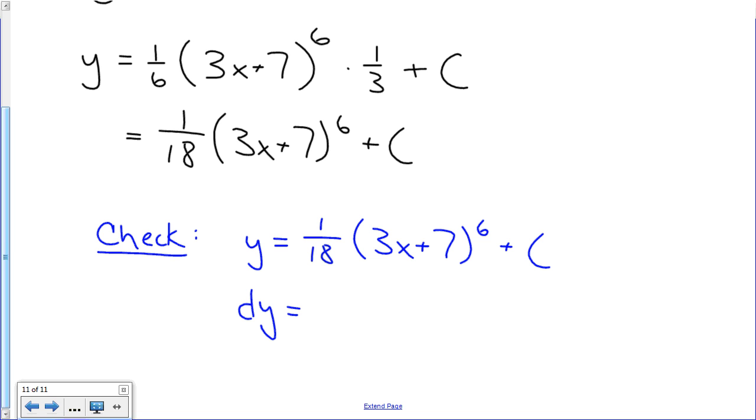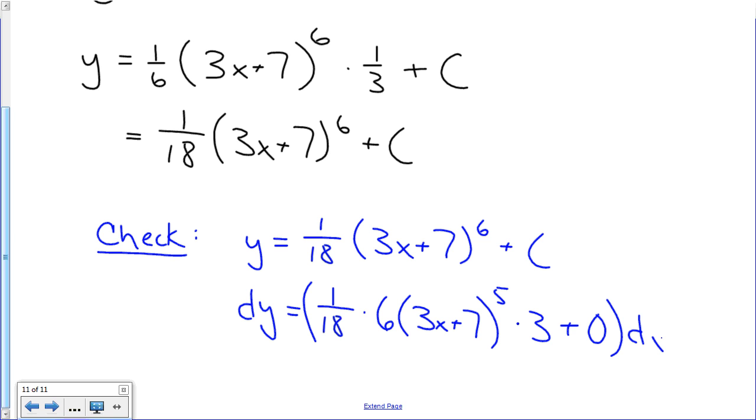So we have a constant times our function. The constant stays out front, 1/18. Then your function is a composite function, so follow the chain rule. 6 comes out front, subtract 1 from the exponent, so 6 times 3x plus 7, the inside function, raised to the 5th power. Then multiply by the derivative of the inside. The derivative of 3x plus 7 is 3. And of course, the derivative of our constant, I'll put plus 0 here so we realize we did take the derivative of the c, but it's 0. Then we multiply the whole thing by dx. That's how we find the differential of y.